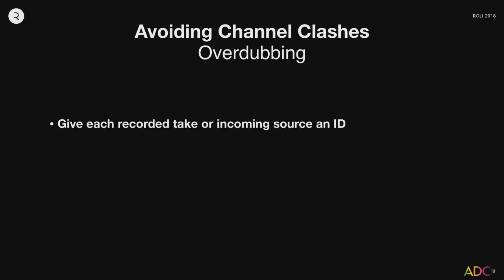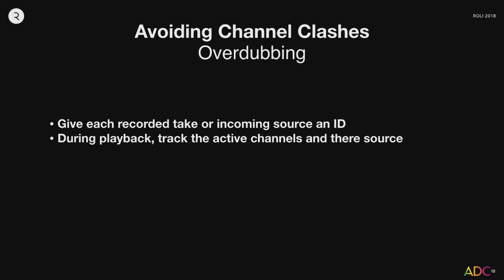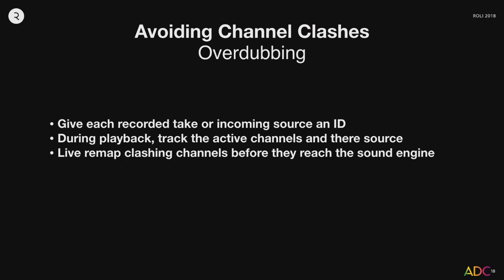Like I said, I'll give you a few different examples where it's a very similar problem. I think we first saw this in the Noise app, and what we did there is give each recording take or incoming source an ID, so we know exactly which notes belong together. Then during playback, we keep track of the active channels coming through from each source, and we do a live remapping of any clashes before it goes to the sound engine.